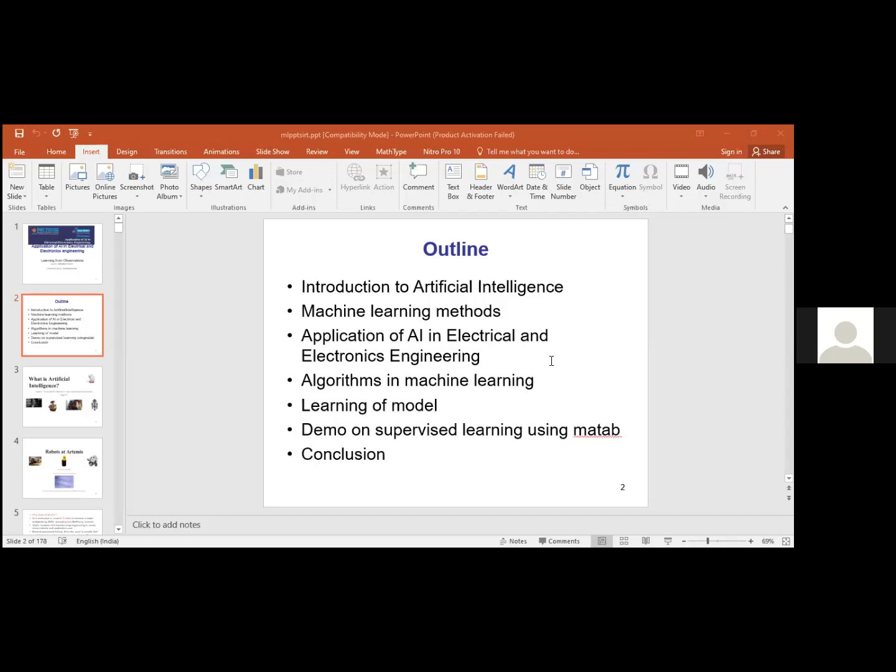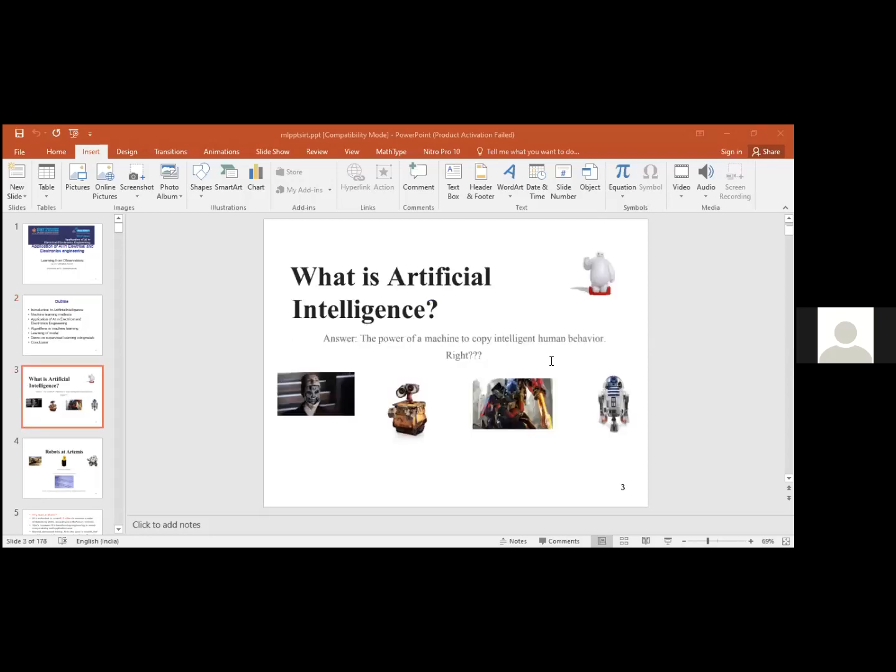And then, if time remains, I will give a demo on supervised learning in MATLAB, taking an application like classification or regression, whatever time will remain. Then I will explore much more. So first, what is artificial intelligence?